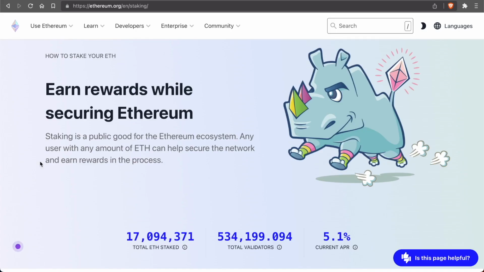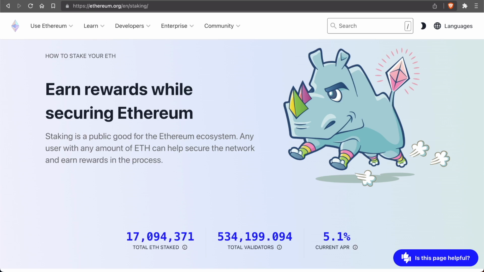Let's start with defining staking. So what is staking? Staking is the act of depositing 32 ETH to activate validator software. As a validator, you'll be responsible for storing data, processing transactions, adding new blocks to the blockchain, and this in turn will keep Ethereum secure for everyone and also earn you new ETH in the process. Current APR, which is annual percentage rate, is 5.1%, which is quite nice.